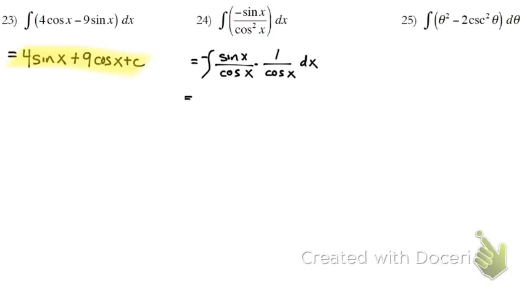Sine over cosine is equal to tangent. So this is negative integral of tangent of x times secant, because the reciprocal of cosine is secant of x dx. Hopefully, if you are looking back at those rules, you now know why we did that. I wanted to rewrite it as one of my basic integral rules, and the one that it works out to be is secant tangent, which is one of our basic integral rules.